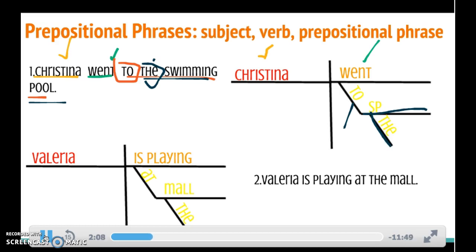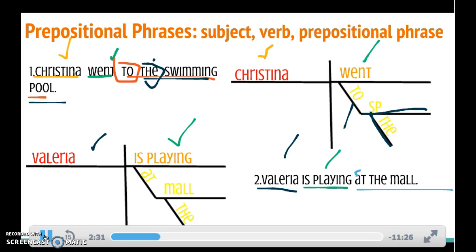Now we're going to do our second example. Valeria is playing at the mall. First of all, we're going to look for our action. What is the verb? It is this, so we already wrote it right here where it goes, in the part of the verb. Now we're going to ask ourselves, who is playing? Who is doing the action? Well, it's Valeria, so we write it right here. Perfect.